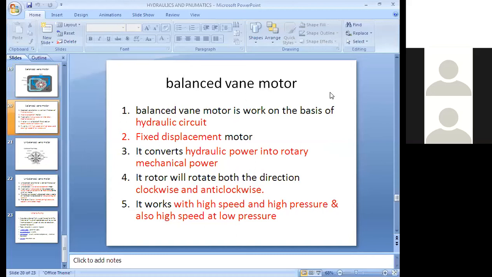Come to the first point. The balanced vane motor works on the basis of a hydraulic circuit. I said these are the hydraulic circuits, and these are the actuators. There are two types of actuators, linear actuators as well as rotary actuators. What we are discussing today is the rotary actuator, keep in mind. The second thing is a fixed displacement motor. The balanced motor we are going to use now is a fixed displacement, meaning constant speed.